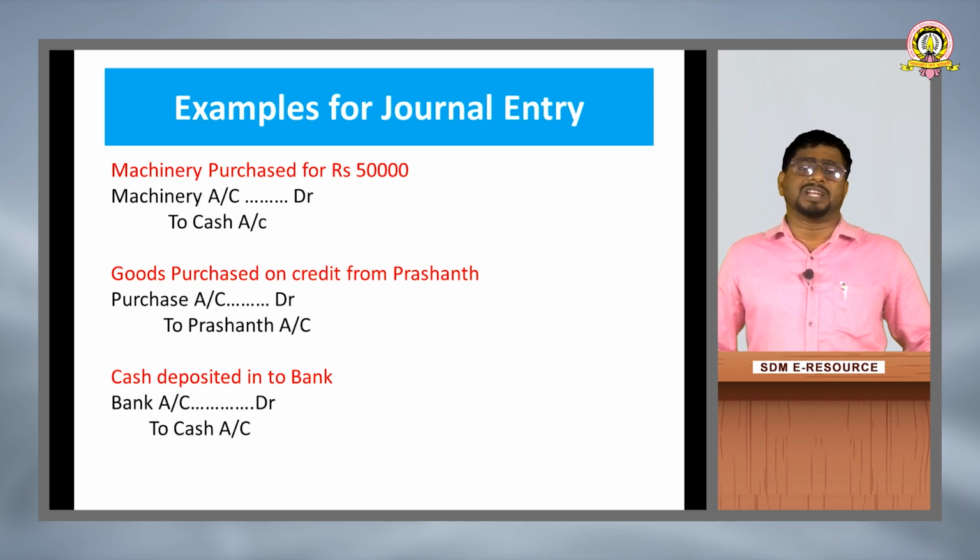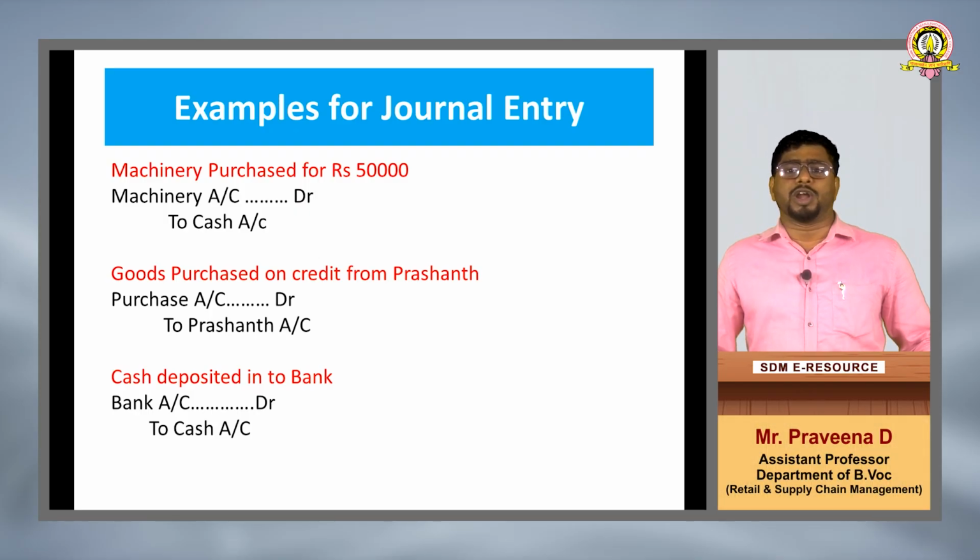So for passing the journal entry, either we can follow the traditional approach, that is the golden rules of accountancy, or the modern approach. That's it. This is all about the steps required for passing the journal entry.